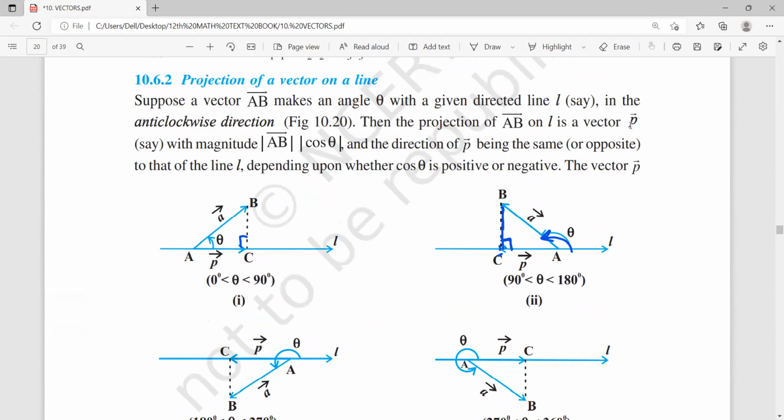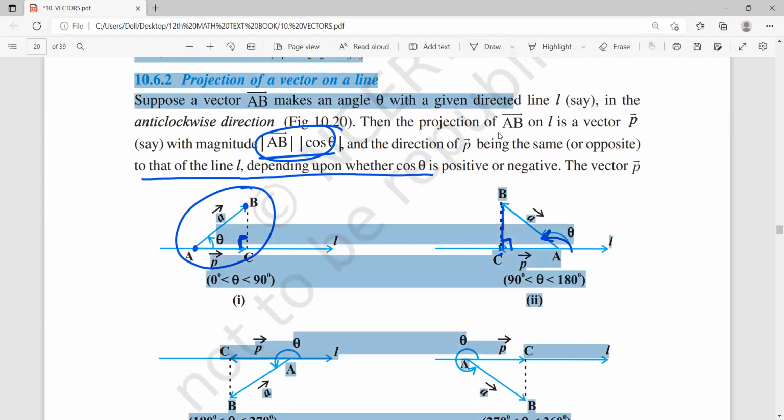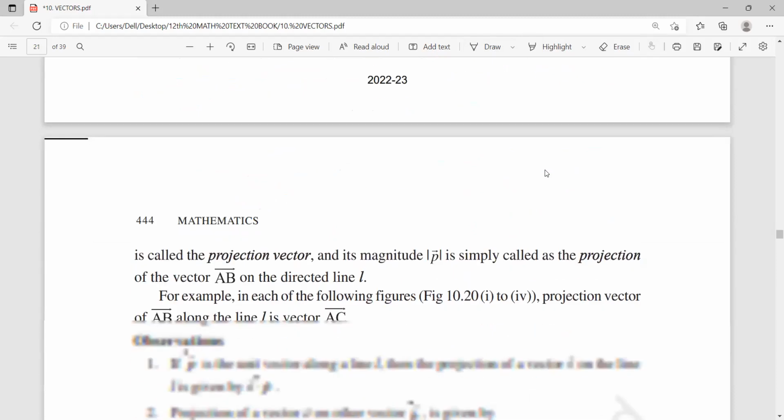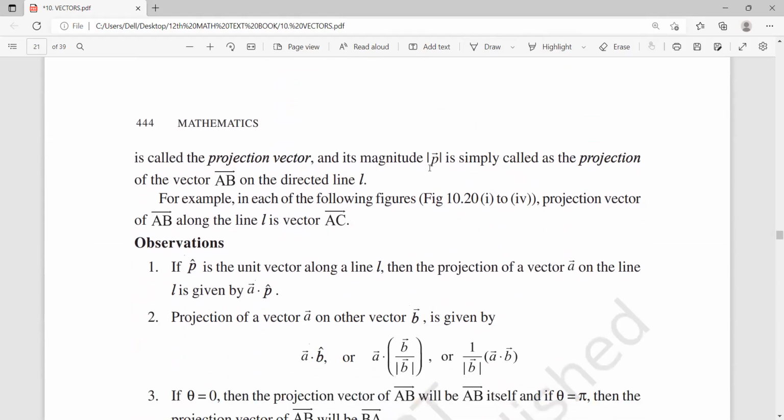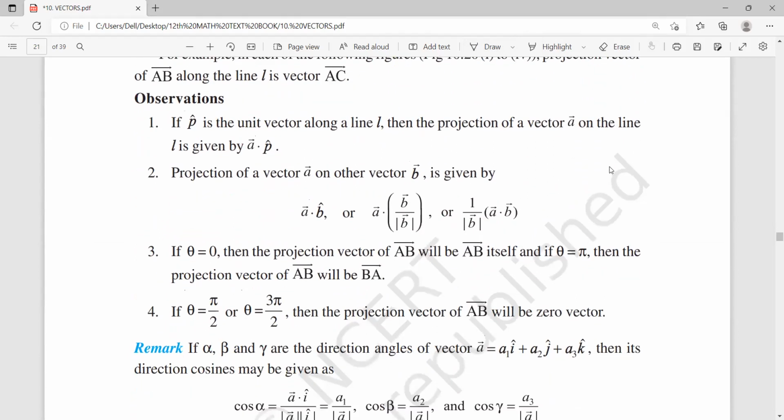The projection of A bar on L is vector P bar with magnitude mod AB cos theta. I told you, right? How do you get it? By using the cos theta formula. The direction of P bar is the same or opposite to that of the line, depending upon cos theta. Right? Yes, sir. It is called the projection vector, and its magnitude is simply called projection. I told you, projection means magnitude or length. But projection vector or vector projection is different.